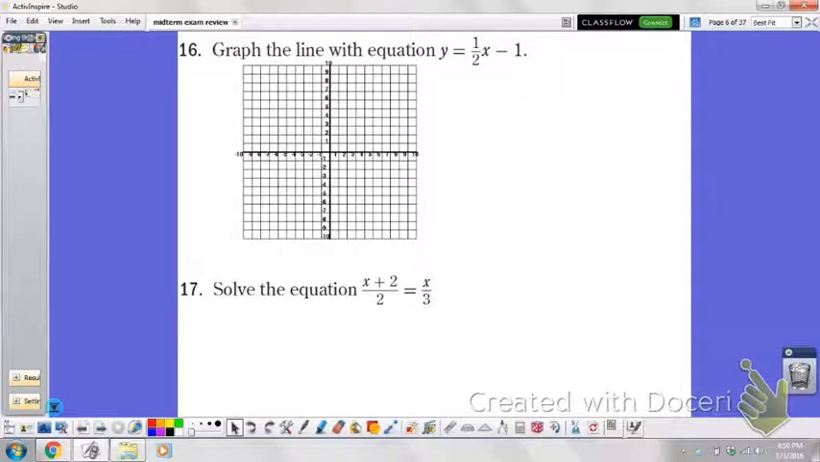For number 16, we need to graph the line with the equation y equals 1/2 x minus 1. This equation is given to us in slope-intercept form, so we can get our slope and our y-intercept. Our slope, m, is the number multiplying x, so 1/2. And our y-intercept, b, is whatever is getting added or subtracted onto the x term, so the -1.